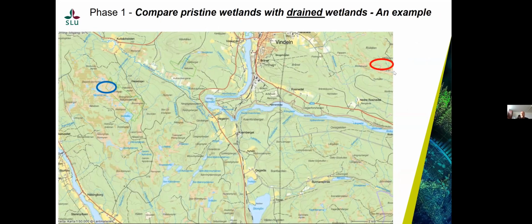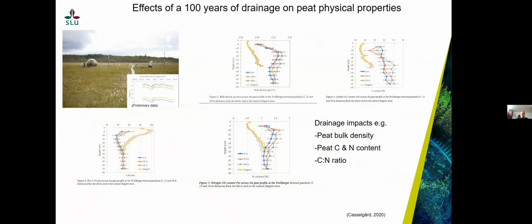We also want to compare the pristine wetland with the drained site, and I will give an example. As I said, we have not really generated so many results ourselves. But this is just data comparing the site at Trollberget with the site at Degerö. In part, it's the same data that Järvi presented previously, but now in these figures we also included the yellow dots, which are from the undisturbed site at Degerö. And this is from the master thesis by Kasselgård.